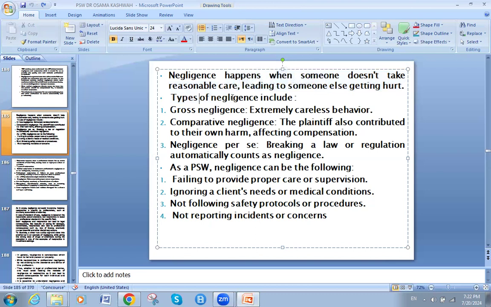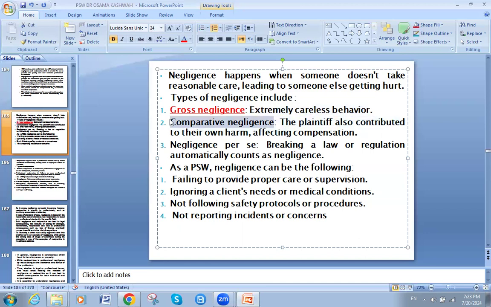These types of negligence include gross negligence. This is the first one. We call it gross negligence. So what is gross negligence? It is extremely careless behavior. He doesn't care at all. He or she doesn't care about the patient. Absolutely, they don't care about it.